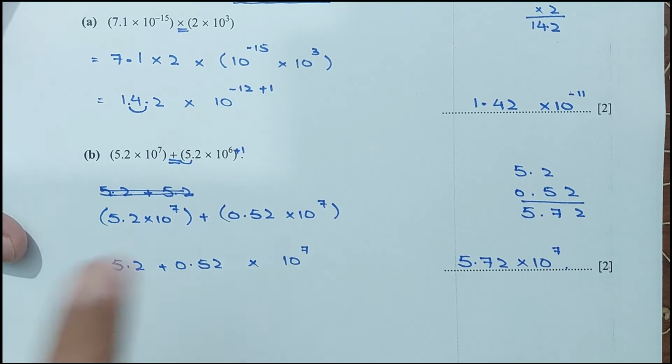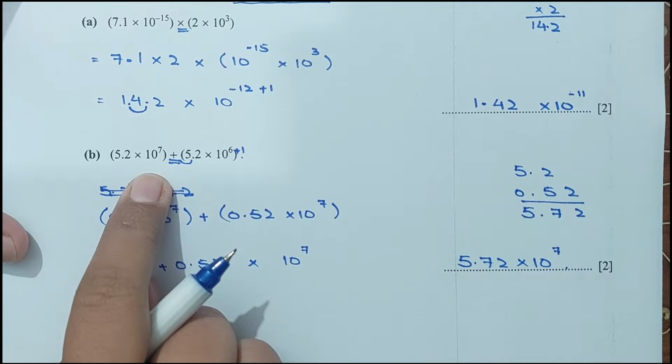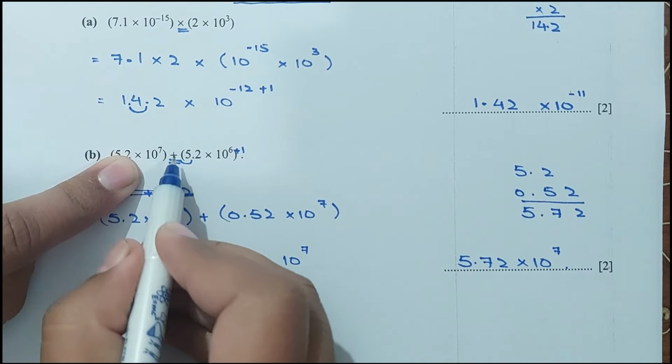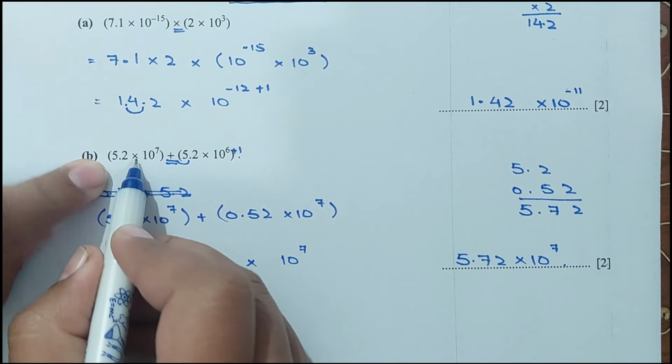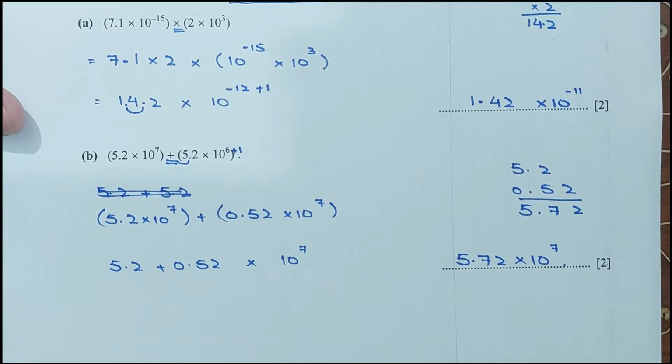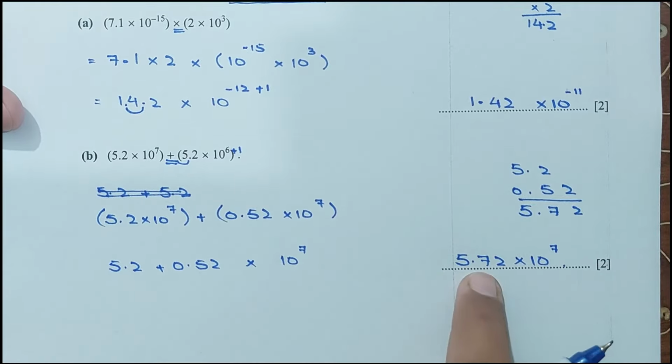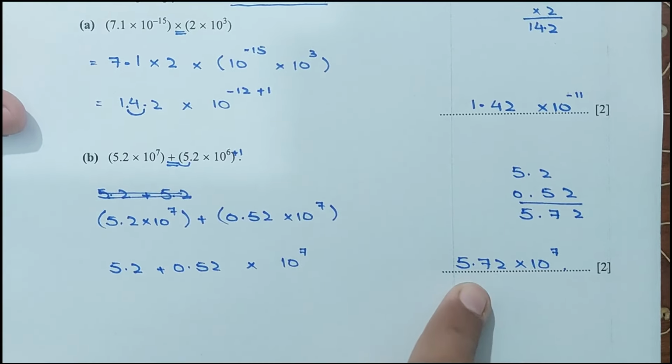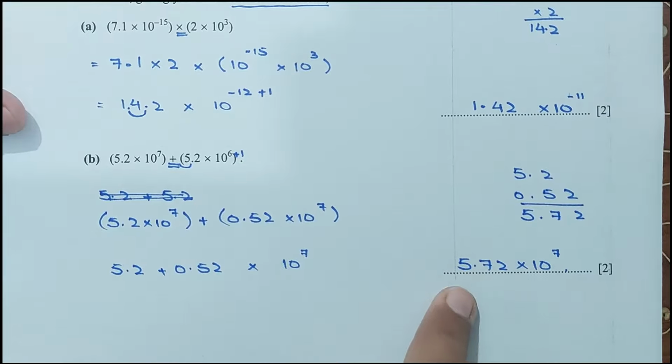Or you can also convert both to the power of 6 as well, by subtracting 1 and moving the decimal point 1 place to the right. Yeah, and at the end you have to find the answer in standard form by putting 5 point something, not 57.2, right?